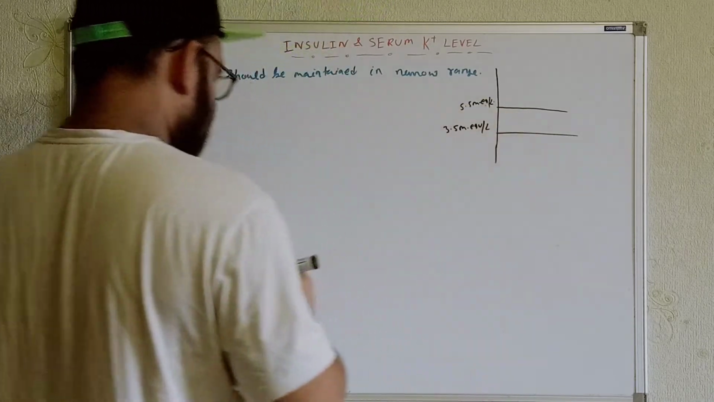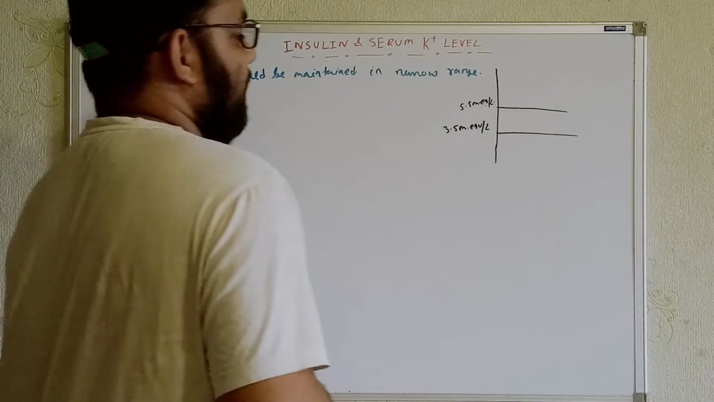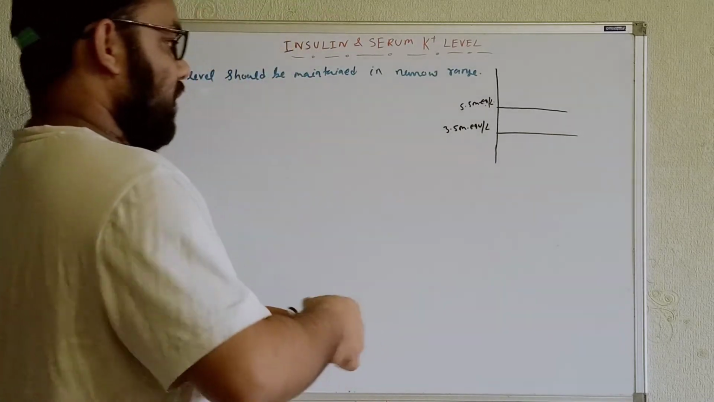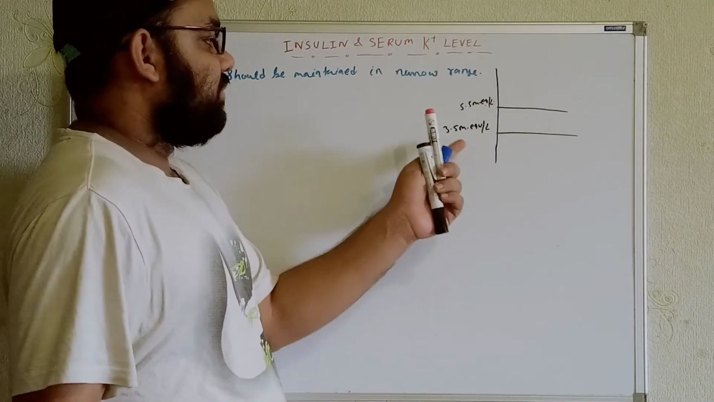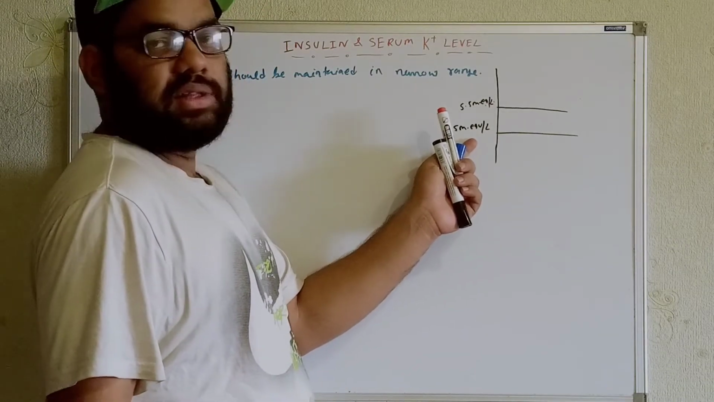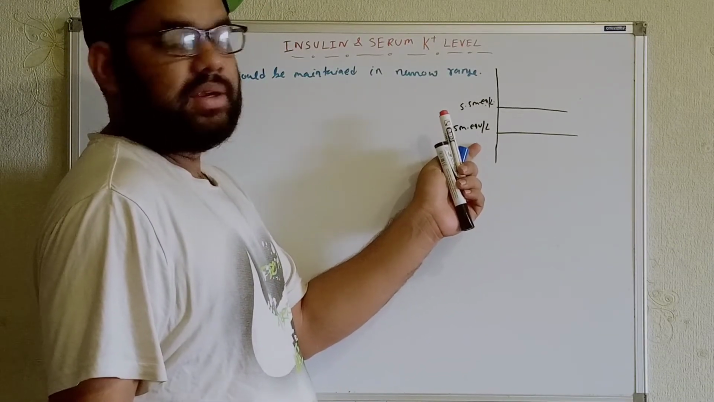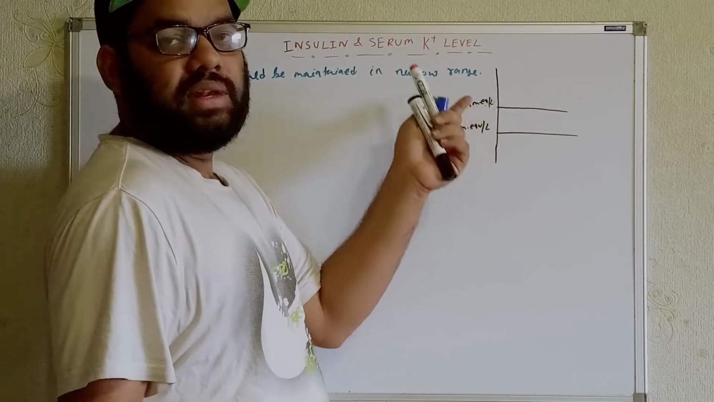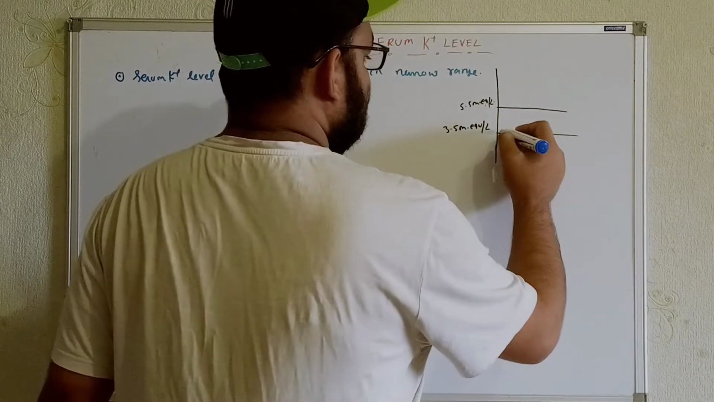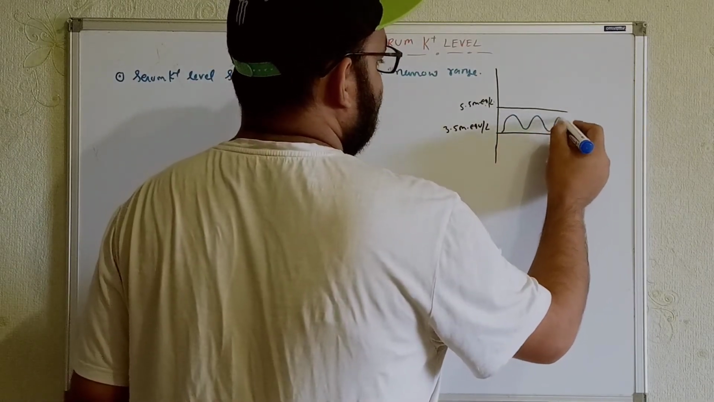In this case, the serum potassium level should lie in between. So the serum potassium level should lie between 3.5 milliequivalent or millimole per liter, and the upper limit of 5.5 millimole or milliequivalent per liter. So the range should lie in between these values.